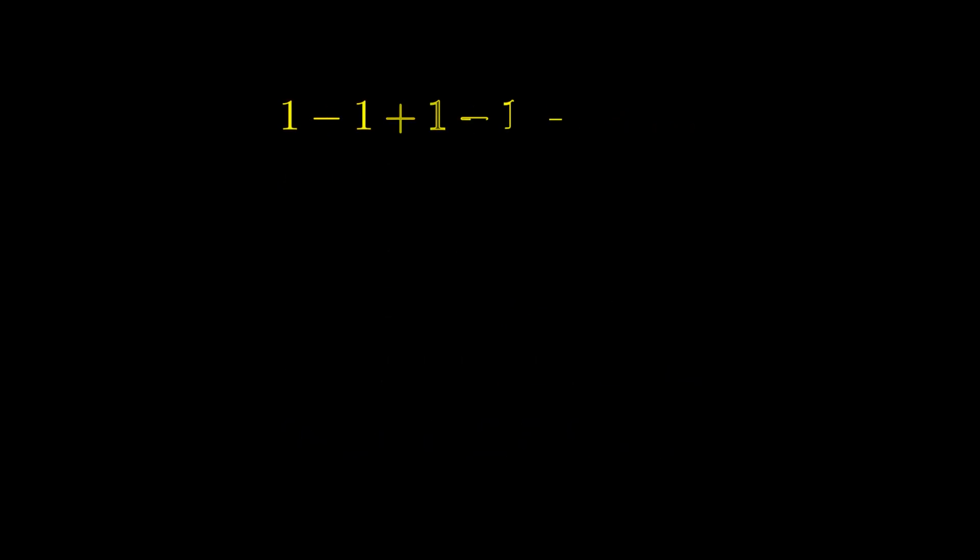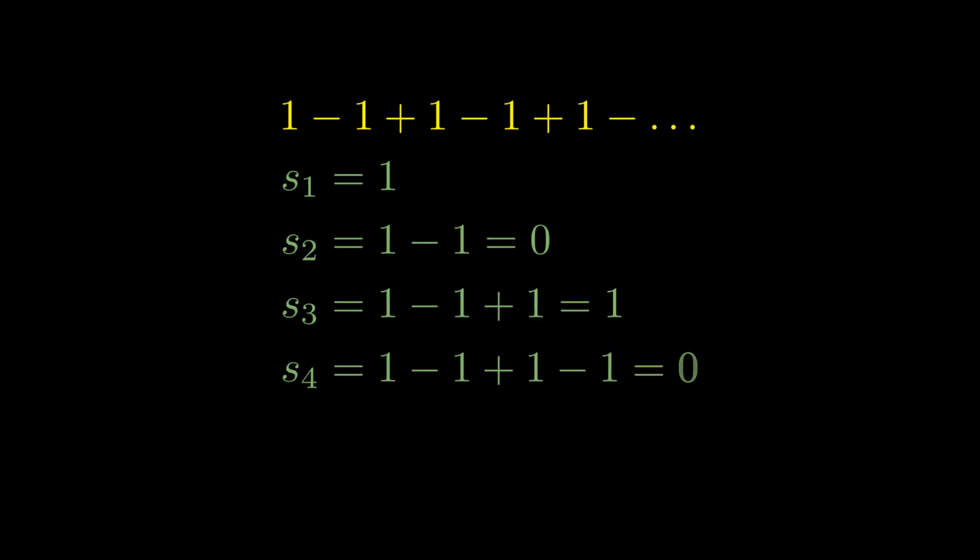Consider the series 1 minus 1 plus 1 minus 1. The partial sums of this series are 1, 0, 1, 0. And that's not tending toward either infinity, but that's also a divergent sequence. So this is also a divergent series.